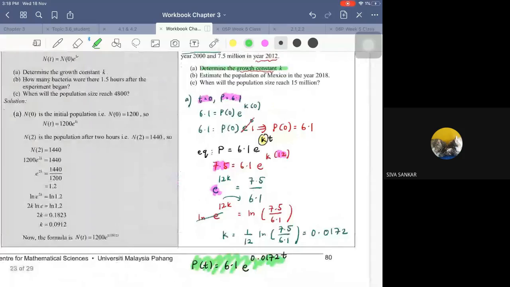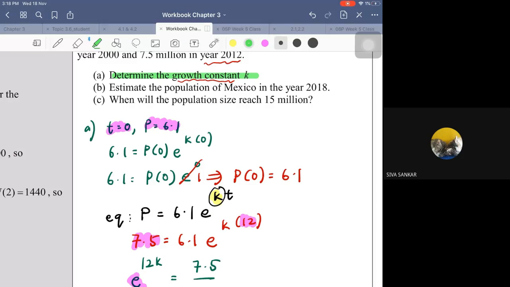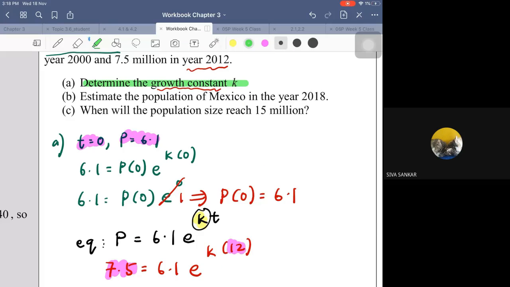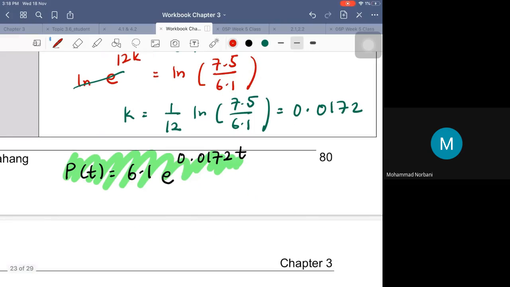And then for B, dia kata estimate the population in year 2018. Okay, what does it mean by estimate the population of Mexico in year 2018? Maknanya dia suruh you cari apa dia nilai P bila T tahun 2018. So maknanya T sama dengan berapa ni? What is the value of T? T18. 18, that's right. So T is going to equal 18. Maknanya apa yang you kena buat adalah, you pun carilah. So P18 adalah sama dengan 6.1 exponential of 0.0172 multiplied by 18. So dapat berapa sekarang?